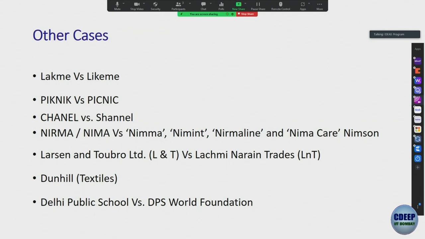Dunhill. Some textile company uses Dunhill, and Dunhill sues them. Their fellow says, they are a cigarette company. But luckily for Dunhill, in the UK they have one textile mill, so they say we are in the textile business.